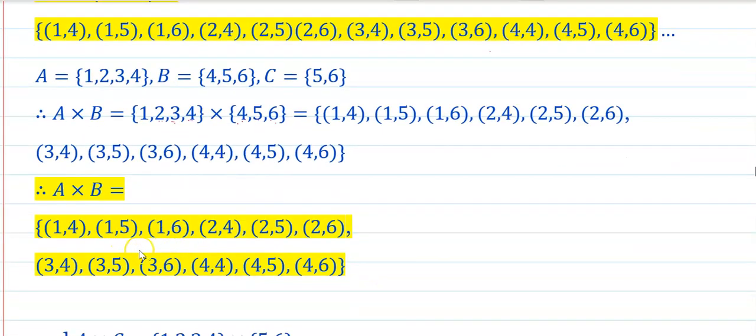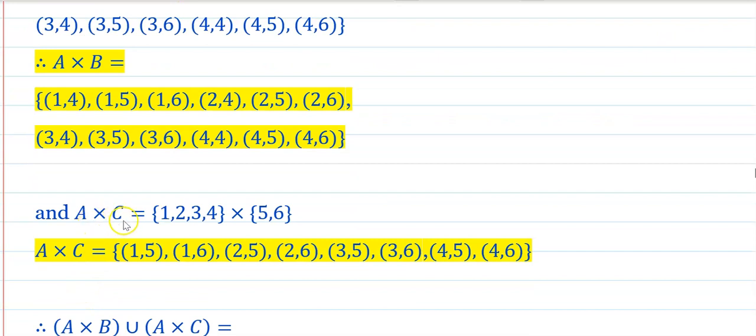Okay, and the next is A cross C. That is A is 1, 2, 3, 4 and C is 5, 6. Okay, then you will have 1, 5, 1, 6. Okay, 2, 5, 2, 6; 3, 5, 3, 6; 4, 5, 4, 6. In this way, this is the A cross C.